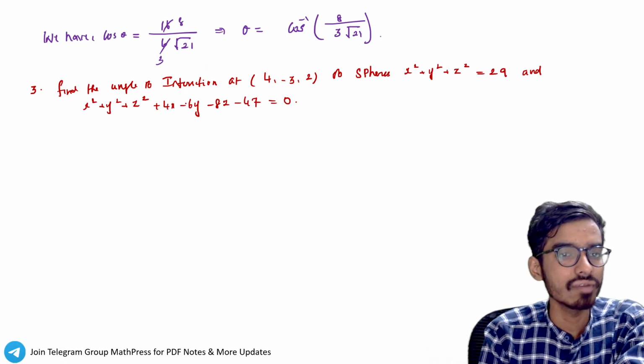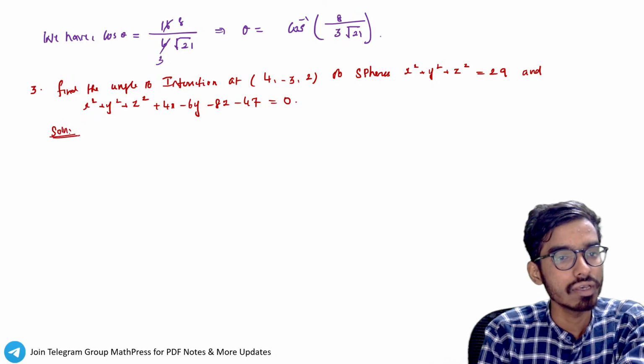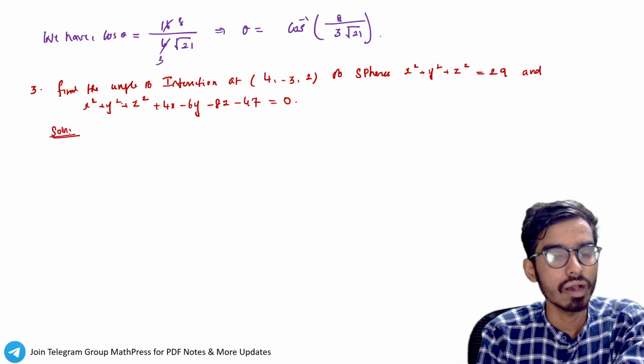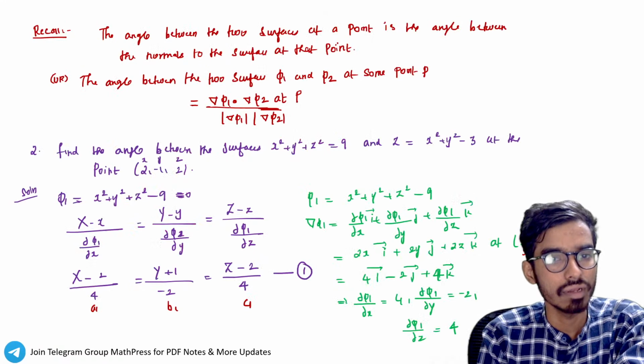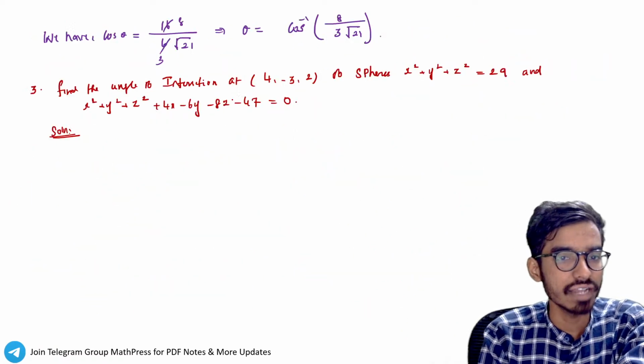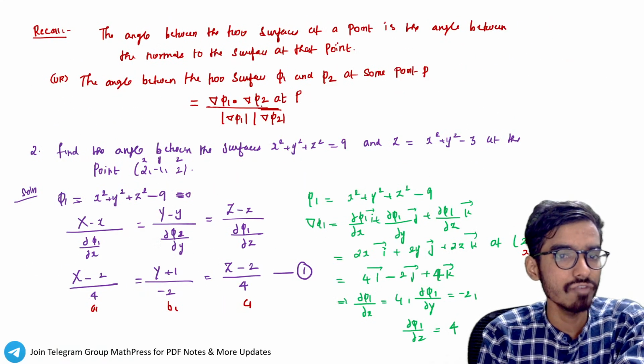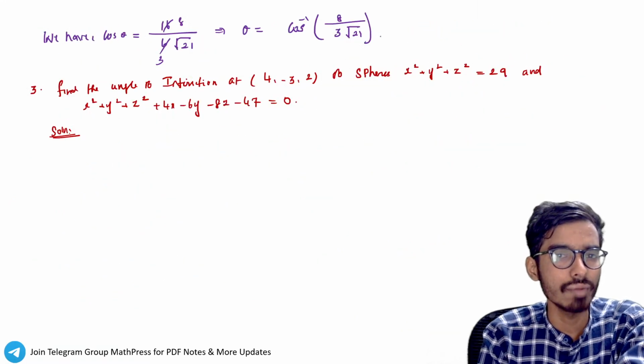Similarly, we will find the angle between the two surfaces. You can find the normals or you can also use this formula. So let's try this formula: del phi 1 dot del phi 2, or you can also find the angle between the normals.